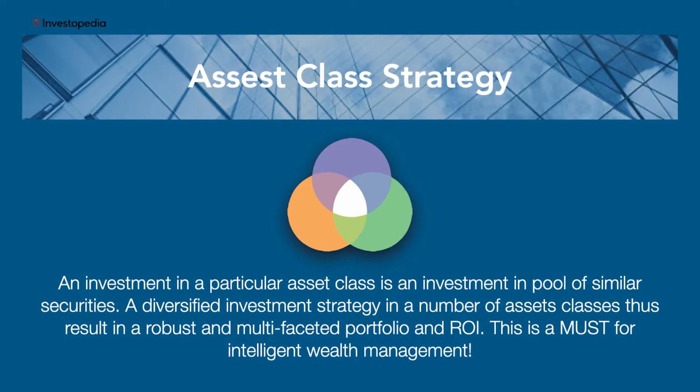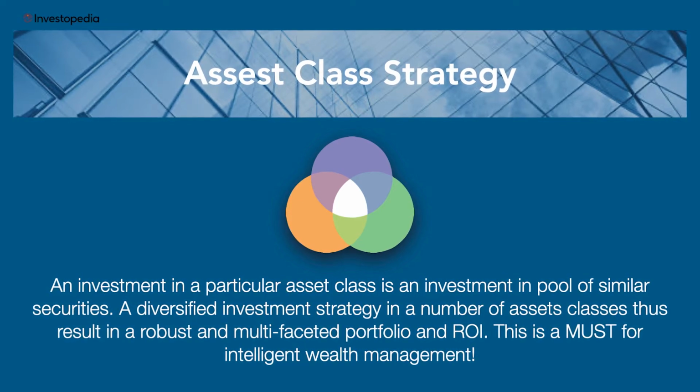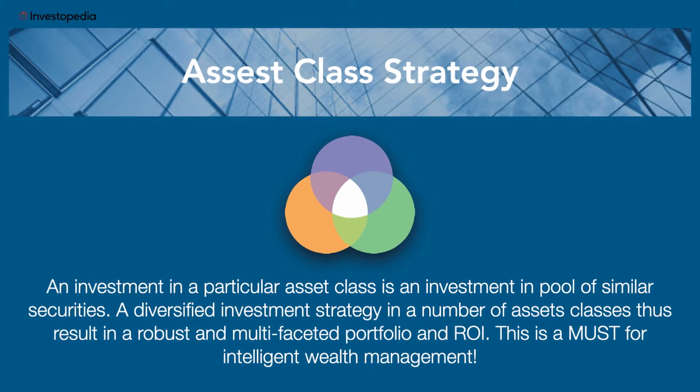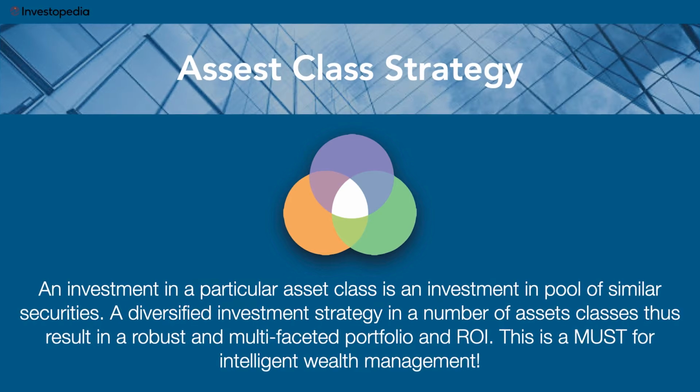A diversified investment strategy in a number of asset classes thus results in a robust and multifaceted portfolio and ROI with some non-correlated assets. This is a must for intelligent wealth management. Fiduciary, but make sure that your fiduciary is not the end all and be all, that they work in close proximity with your accountant, once again, with your trust officer, with your insurance agent, because at the end of the day, your fiduciary may not get paid if you buy real estate. However, they would get paid if you bought a REIT. So it's important to understand exactly what that looks like when it comes to your money and time.